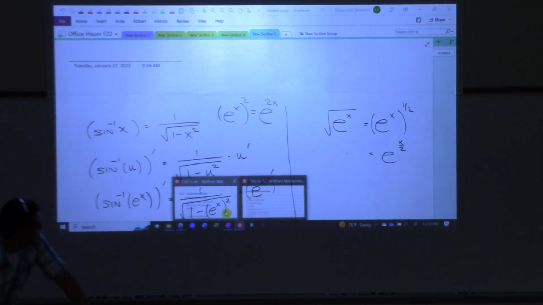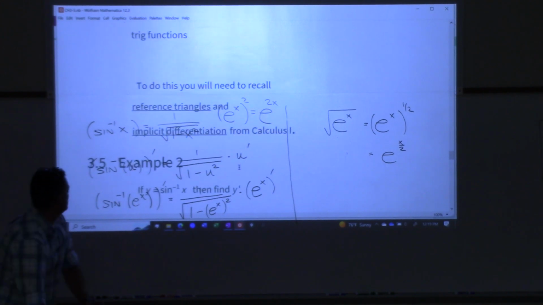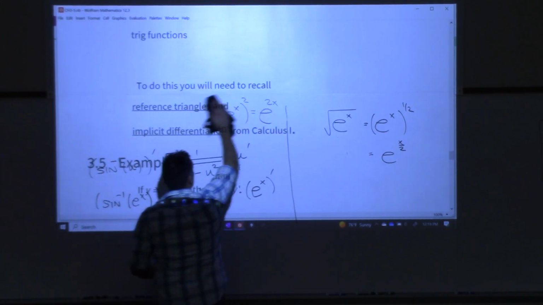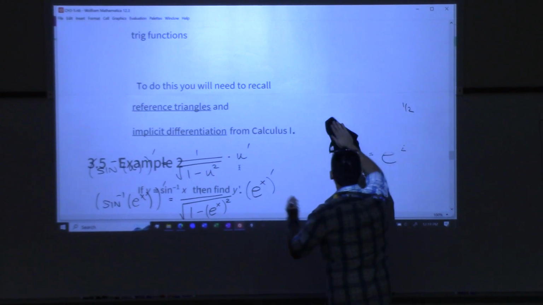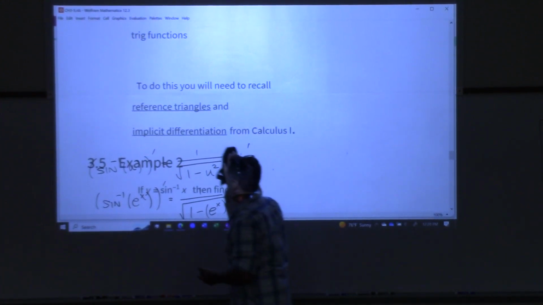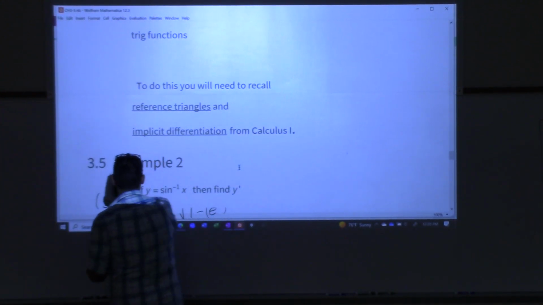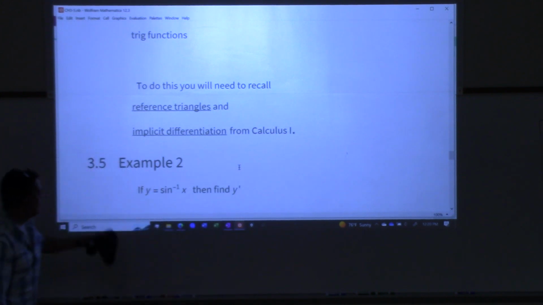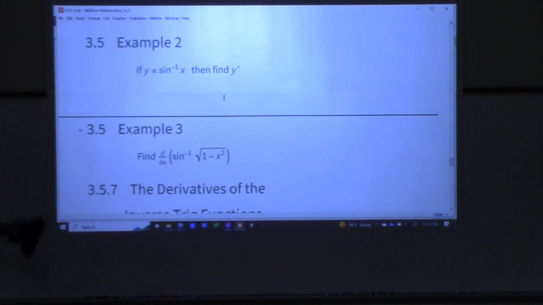All right, let's see here. What else do we have in here? We've got a lot still. So here's where in the notes I talk about implicit differentiation. I talk about the reference triangle, right? And I prove what the derivatives of the inverse trig functions are.